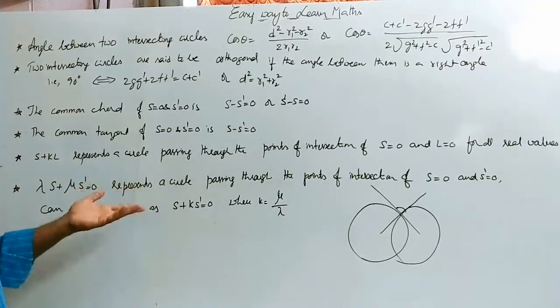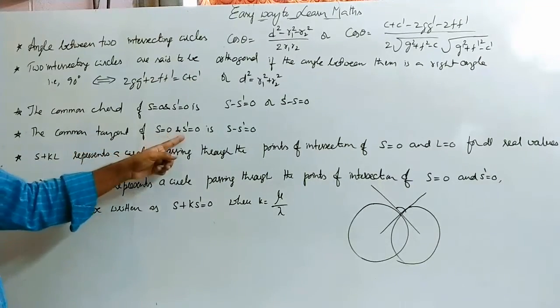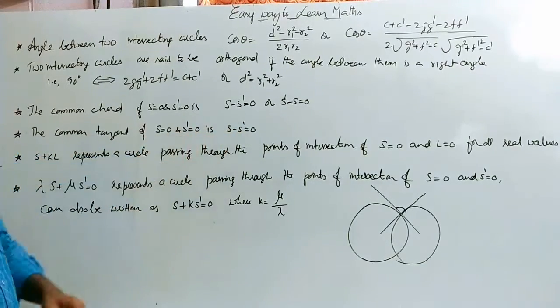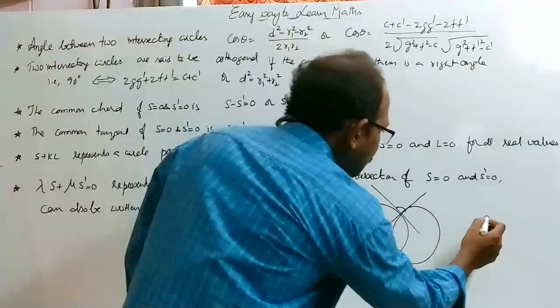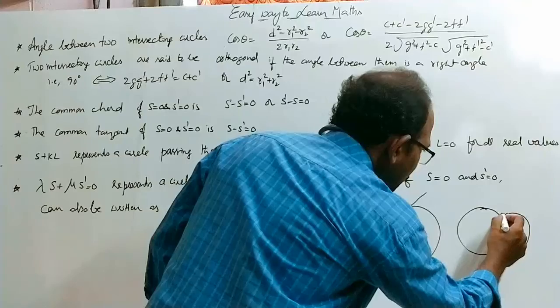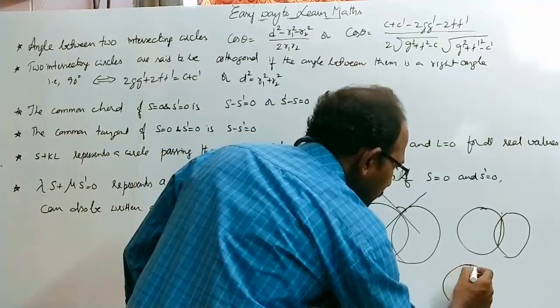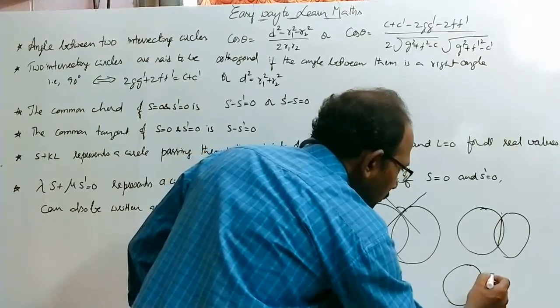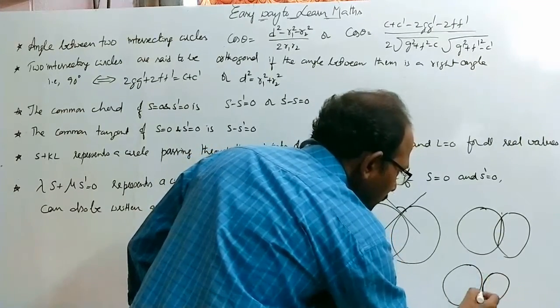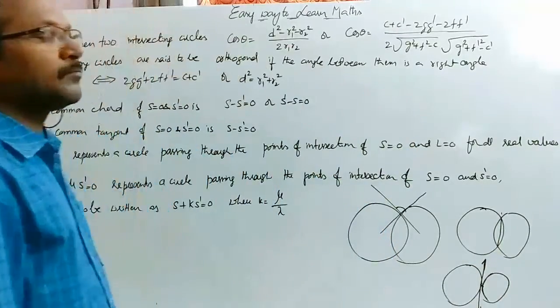or s dash minus s equal to 0. The common tangent of these two circles is s minus s dash equal to 0. Common chord means like this. This one is called the common chord. And the common tangent is, in this case the two circles are touching, not intersecting. This one is called the common tangent at the point of contact.